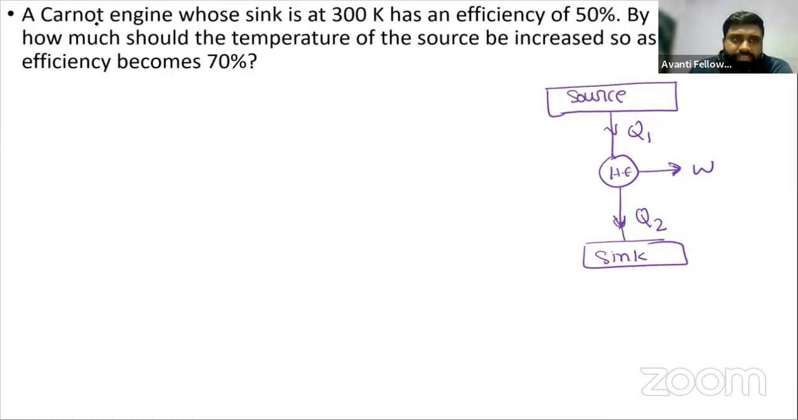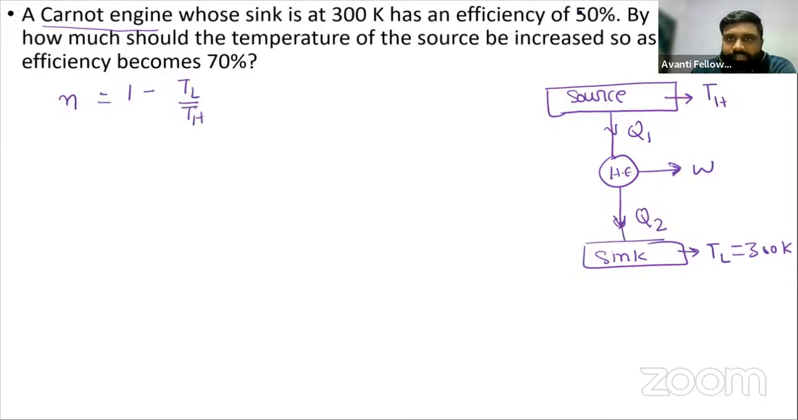Now this is the Carnot engine firstly. So we know the formula of efficiency of the Carnot engine. If the temperature of the source is T higher and the temperature of the sink is T lower, we already know T lower is given as 300 Kelvin. Now T higher is not known to you, so we can apply the formula that eta is equal to 1 minus T lower upon T higher.